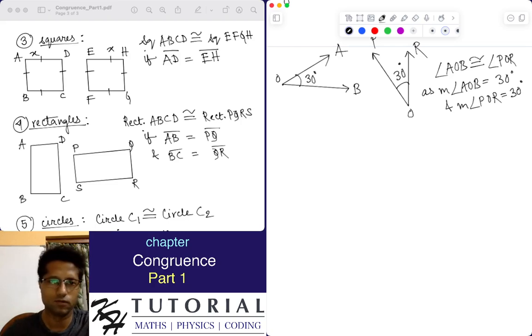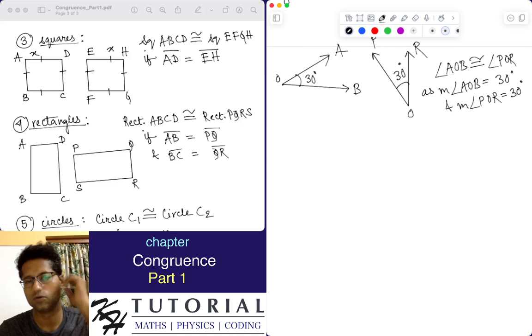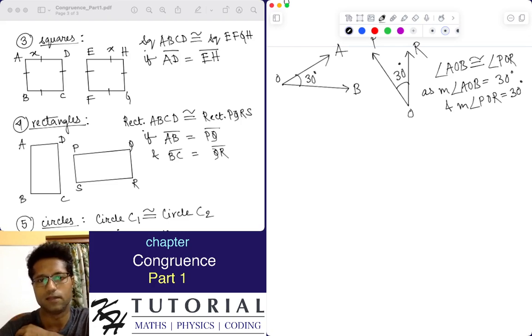So if we have AD equal to EH, then the squares will be congruent. We could have also written AB equal to EF. It would mean the same thing. So for two squares to be congruent, the requirement is just that their sides should be of equal length. Okay, rectangles. Now in rectangles we have a length and breadth, and these are the two properties of a rectangle, and of course all the corner angles are 90 degrees. So for two rectangles to be congruent, we must have the length and the breadth equal.